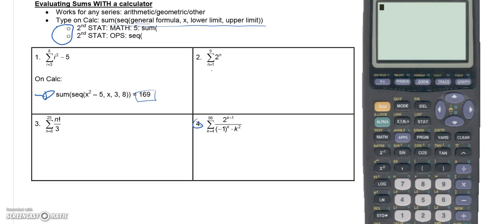Okay, so 4 is kind of a tough one. Most of this comes from plugging it in correctly. So let's do this again. So second stat, sequence. Okay, so next I want explicit formula. So this is the hardest part. So 2 to the x minus 1, 2 to the x minus 1.